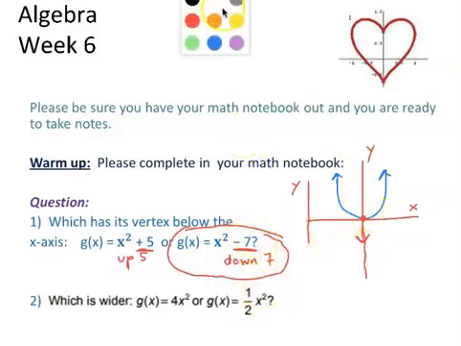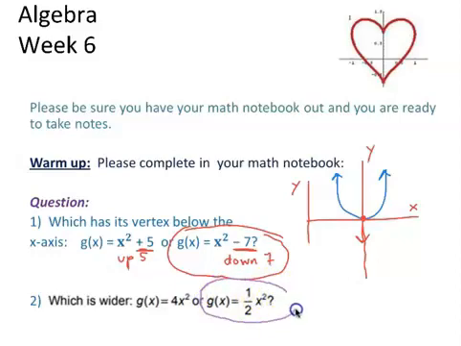And then our second question, which graph is wider? When we've got a number greater than 1 that's being multiplied by the x squared, or a number that's less than 1 and greater than 0 being multiplied by the x squared. So if this one right here is going to create a wider graph, when we've got a coefficient of less than 1 but greater than 0, so like a fraction, then we're going to have a wider graph. It makes our graph wider.